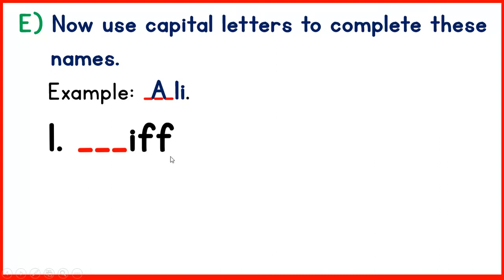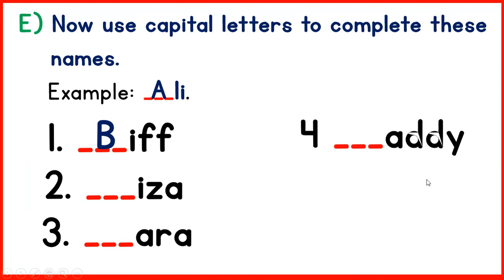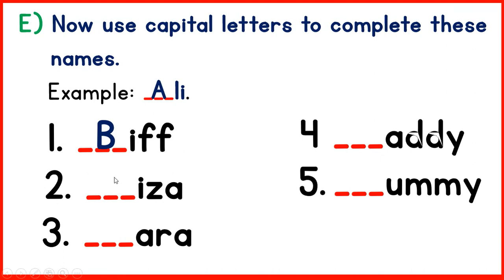Dash is double F. Hurry up. Biff. Yes, you are right. Biff, B sound. Now number 2, Feza. Now 3, Sarah. Now 4, Daddy. Number 5, Mummy. You have to write capital F here, capital S here, and here Daddy, capital D, and Mummy, capital M.